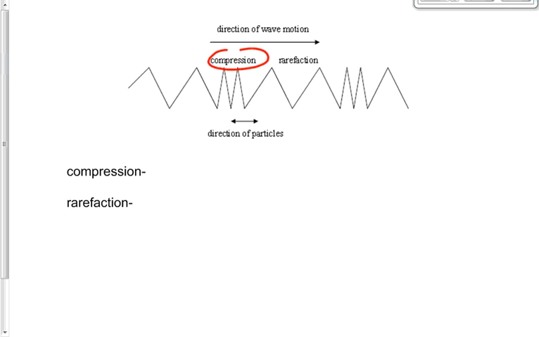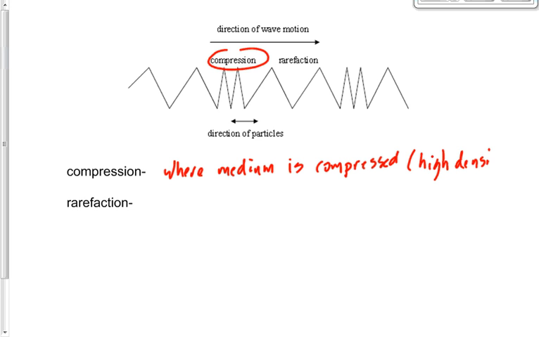Okay, where the medium, whatever it is that carries the wave, is compressed. In other words, you get higher density. The medium is of higher density at that point. The rarefactions, on the other hand, is where the medium is stretched. That's where we get low density.